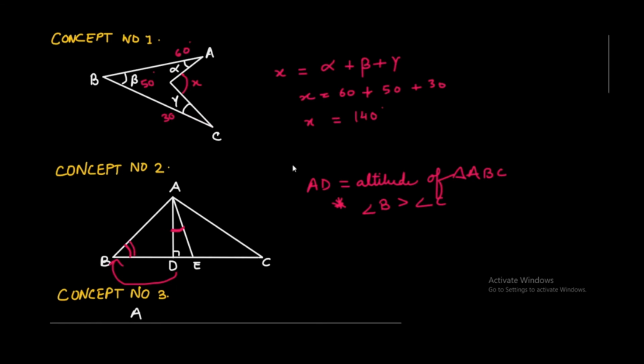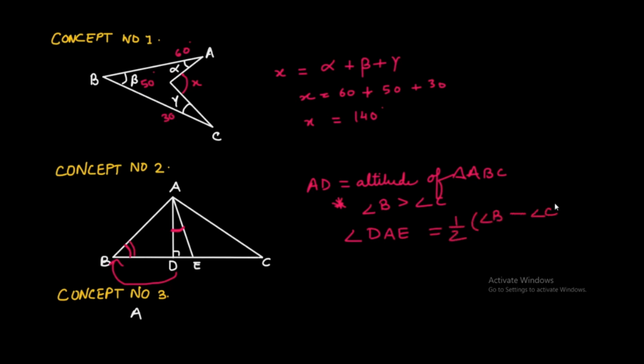In this particular question, there is a direct formula to solve: angle DAE equals half of big angle minus small angle. Angle C is smaller in comparison to angle B, so this is the formula we would be using. Remember that the altitude would be close to that particular angle which is greater. In this diagram, AD is an altitude and AD is close to angle B, hence we conclude that angle B is greater than angle C.